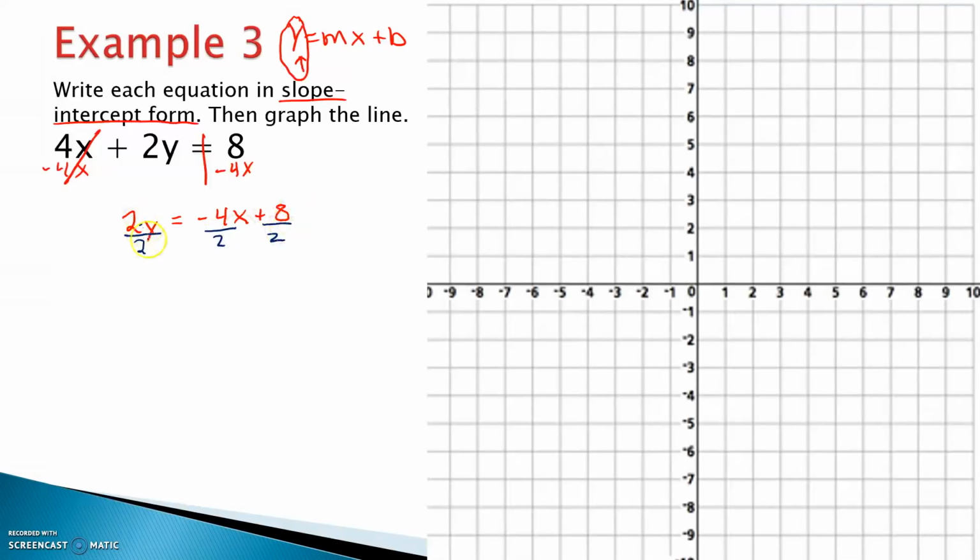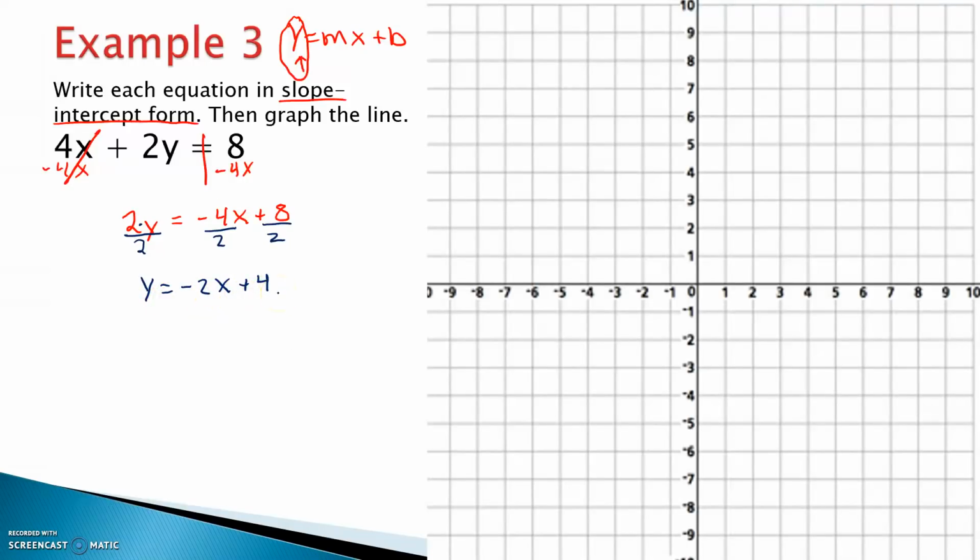Okay, this is the awkward part. The 2 divided by 2 is just 1y, so we get y is equal to, what is a negative 4 divided by 2? That's going to be a negative 2. Don't forget your x. What's an 8 divided by 2? That's going to be a positive 4. Hey, we got it. This is slope-intercept form. y equals negative 2x plus 4.